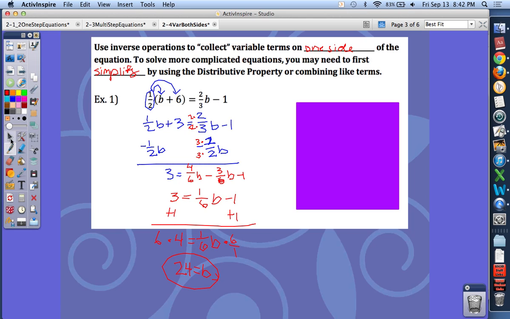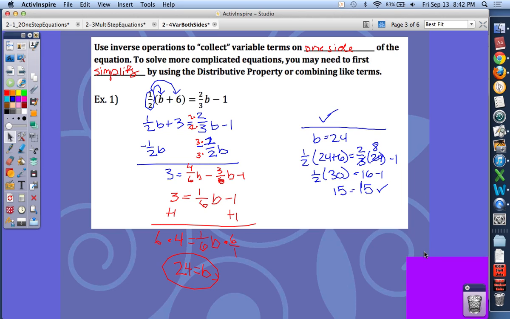Last step, you should always check it. Mine's right over here. So there's your check step. Make sure you plug it in. Make sure you actually see if it works. Don't just say you're checking it.